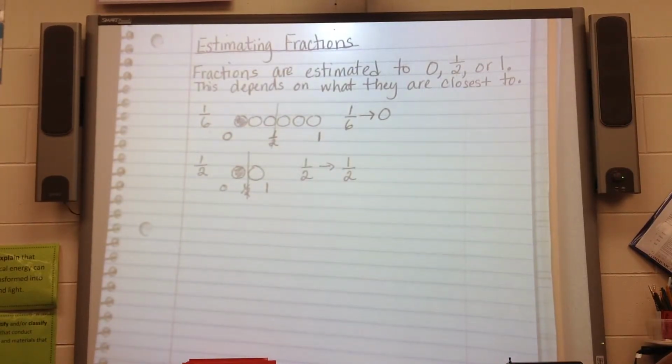If I have 2 pizzas, and I have half of them, then I only have one of them. So half is always just going to be a half.